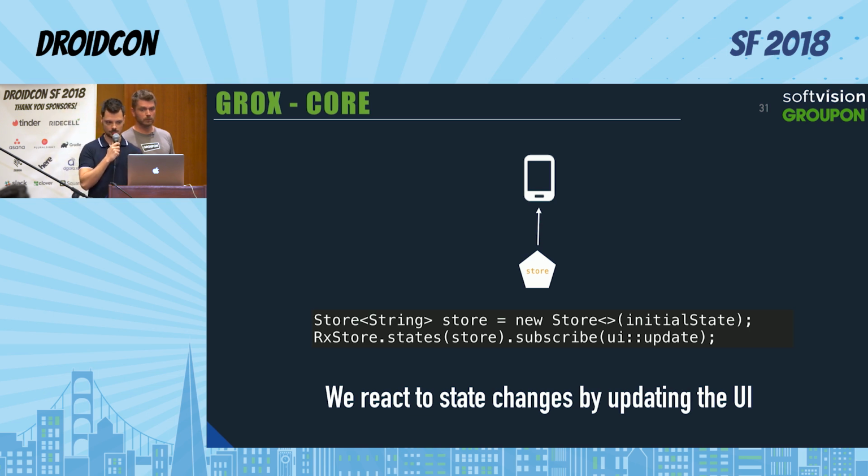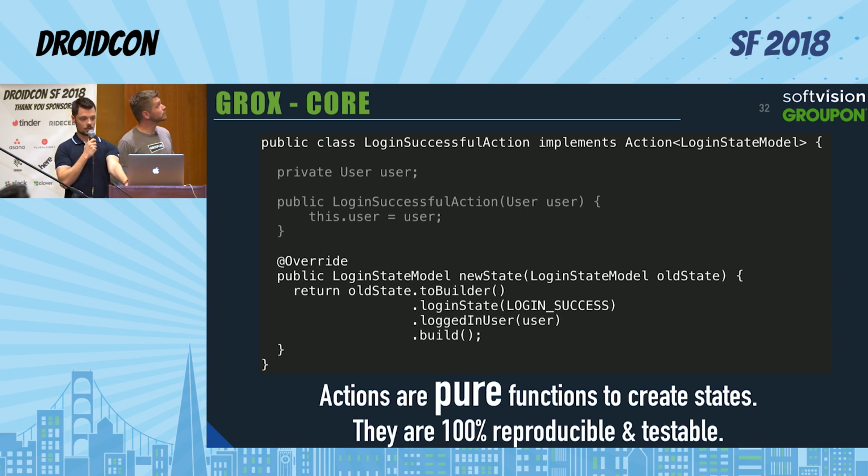Let's see what an action looks like. You create an action by implementing the action interface, which is typed to the state model, in our case the login, and then you override the new state method that will receive the old state that you will use to create the new state. In this example, we are using AutoValue, and from the old state, we just override the login state with a login success, and we also save the logged in user that we receive from the network or from the database.